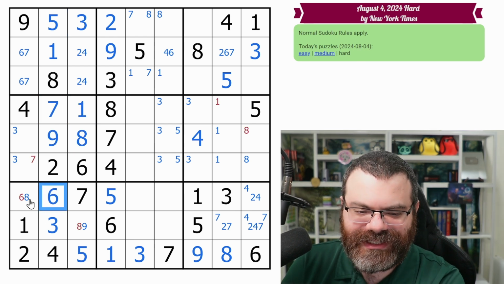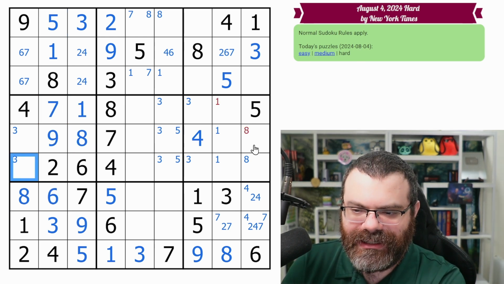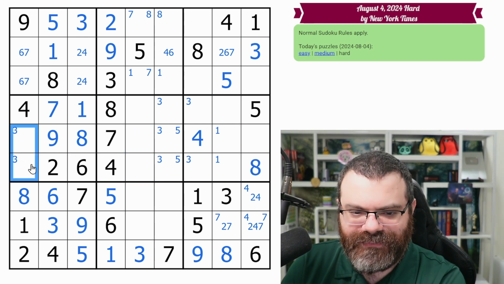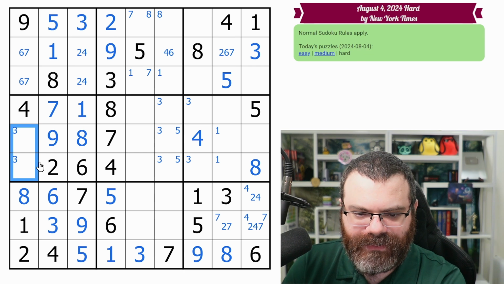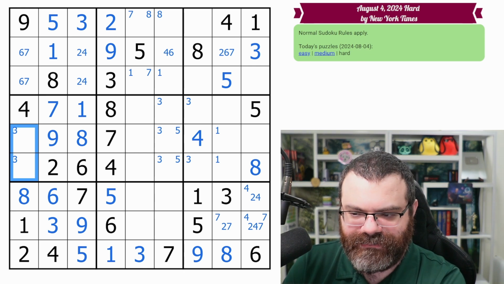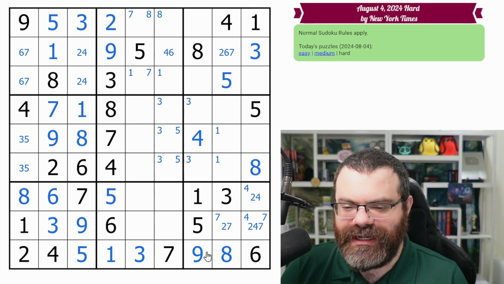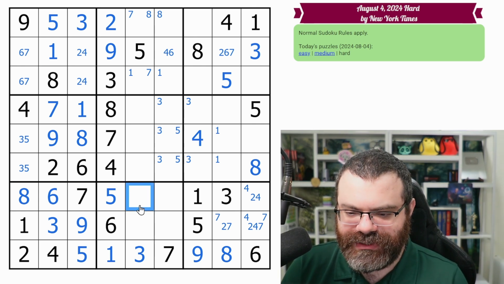Very nice. We get our 6, 8, and 9 also. That places the 8 in this box as well. These 8s, oh, we have an 8 in this box already. This is a pair. It's 3 and 5. We do not know the order. Okay. Very nice. Just got a bunch of digits. What do we do with those?